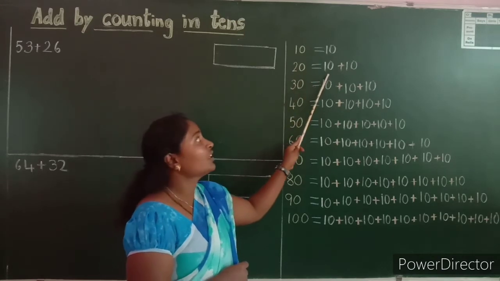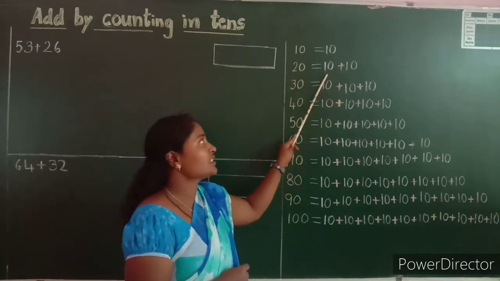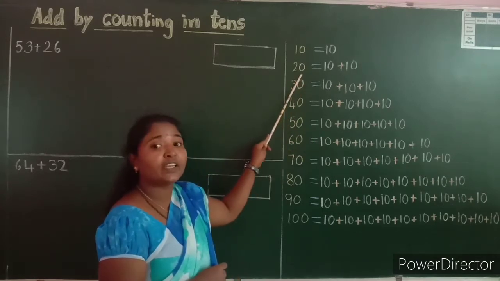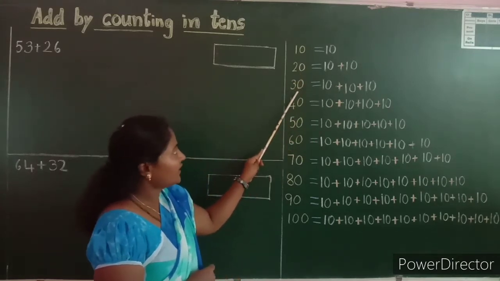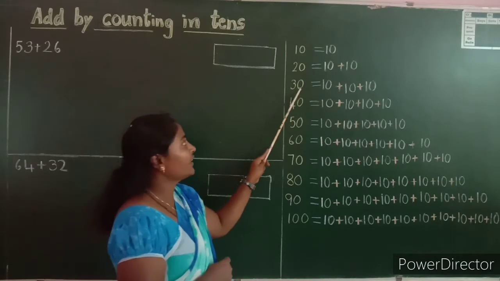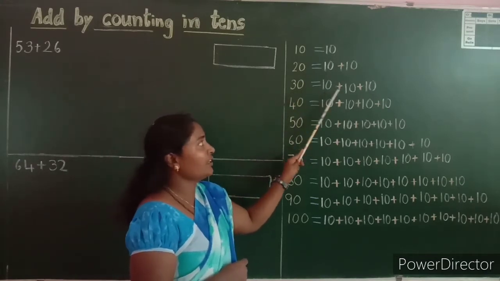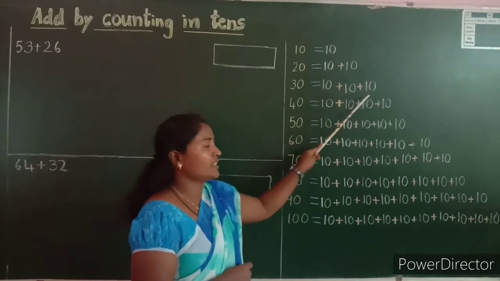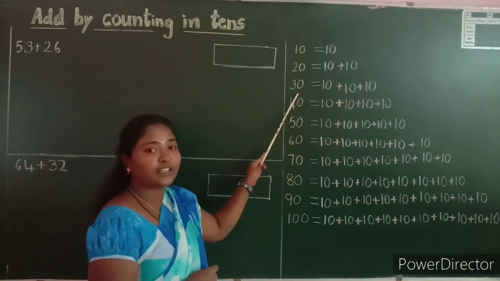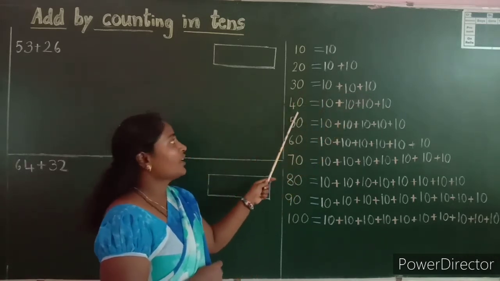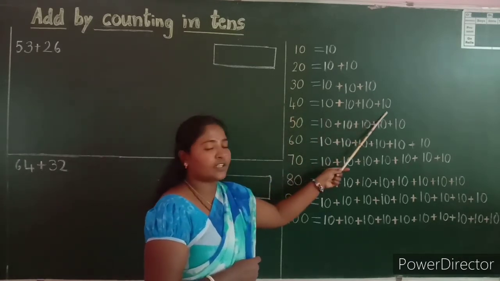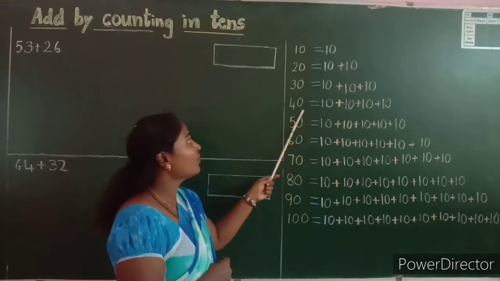Next, here are 2 tens. 2 tens make 20. Next, 30. 1 ten, 2 tens, 3 tens. 3 tens make 30. Next, 40. 4 tens make 40.